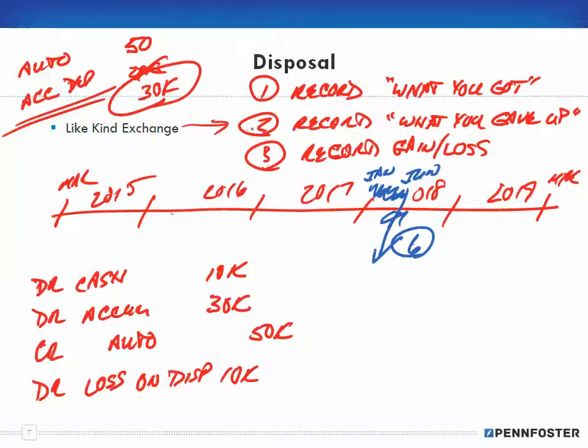Now, whether you do number 1 first or number 2 first, personally, I would do number 2 first, all right? I would record what I gave up. As you saw me putting these numbers, I had started out with my auto at 50,000 and my accumulated depreciation at 30,000. When you saw me making this journal entry, I credited the auto first, and then I debited the accumulated depreciation. I do number 2 first, because immediately I'm just thinking about what I take off of my books, right? Then I did number 1, what I got.